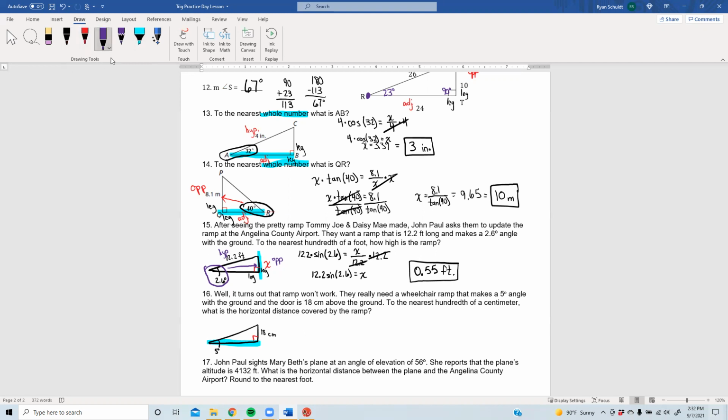Okay, so circle your angle. And gosh forbid, don't forget to label the legs. Okay, so how's this 18 positioned in regards to the 5 degrees? It's across from it, so it's opposite. What about the horizontal distance, the side we want? That's going to be adjacent. So which one uses opposite over adjacent? Tangent.